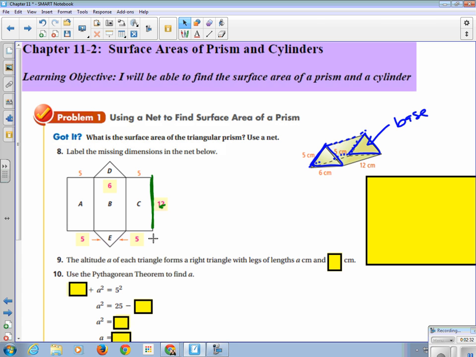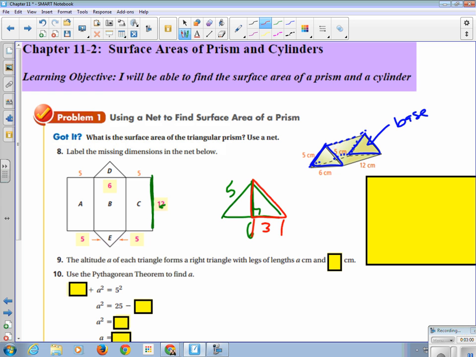So we're going to take a look at our triangle. I'm going to redraw it here because something amazing happens. When I draw the altitude of my triangle, the altitude and the height of my triangle are the same. It forms a right triangle. So if I look at just the right triangle, we have 3 for our bottom leg, 5 for our hypotenuse, and we don't know what for our altitude.